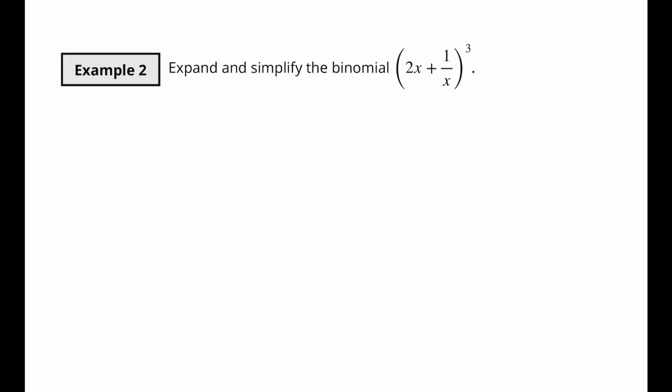All right, so we're going to expand this out. We're going to use the same exact method that we did before. We're going to take our binomial expansion. We're going to take 1, 3, 3, and 1. And then I'm going to take my first term, and it's going to start at the cubed power. So I'm going to do 2x cubed. I'm going to take 2x squared, 2x to the first power, and 2x to the 0 power.